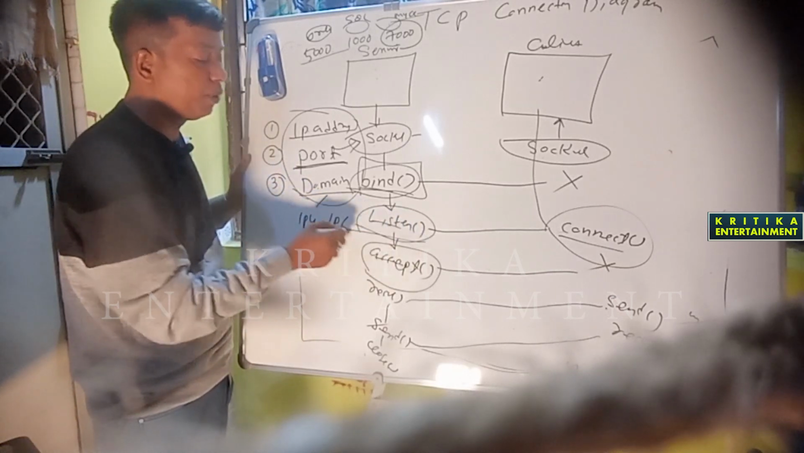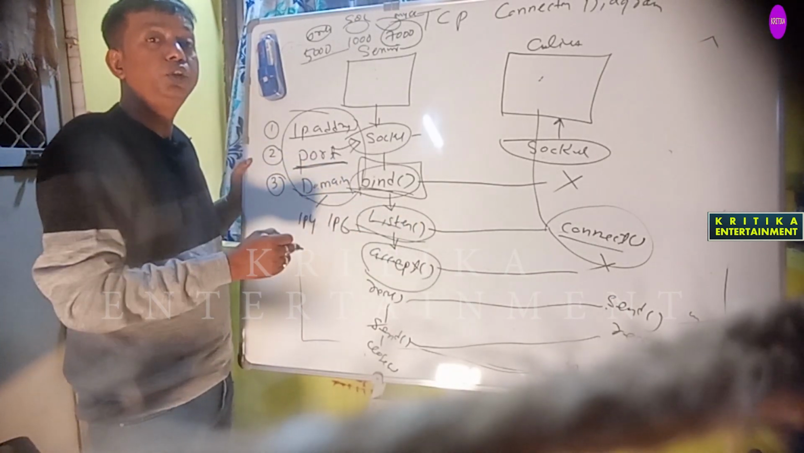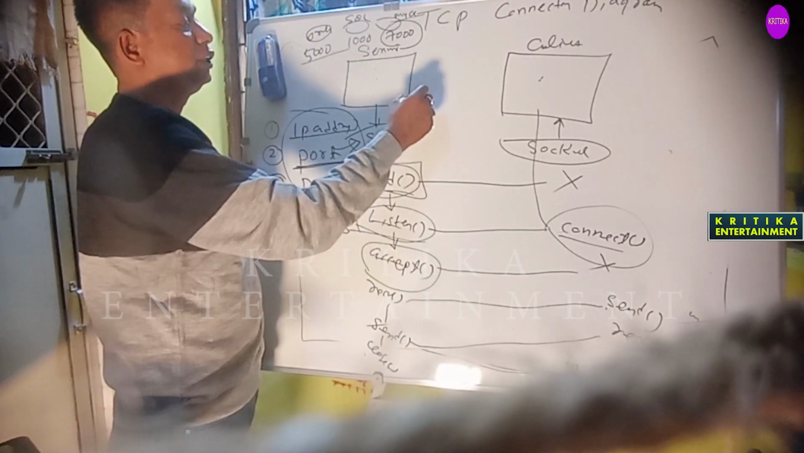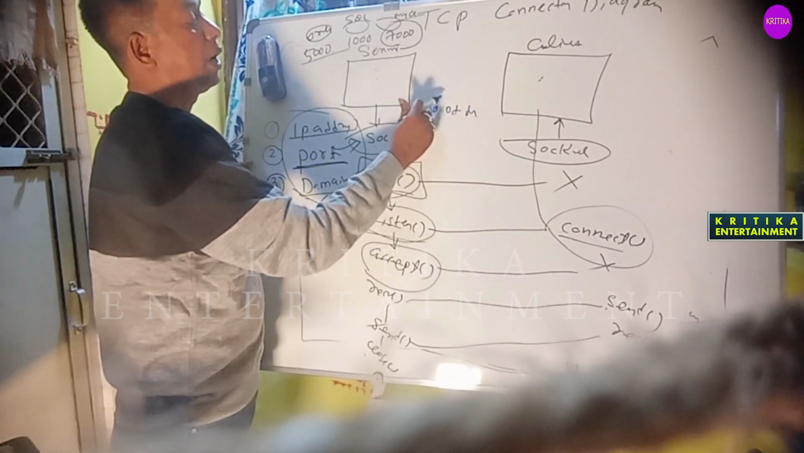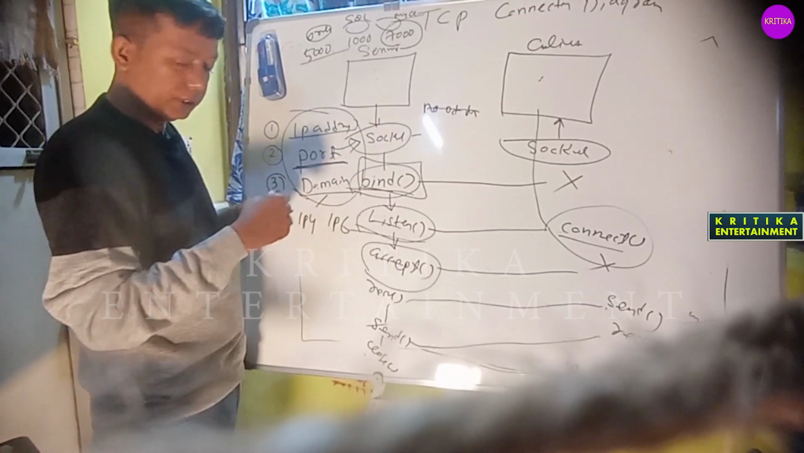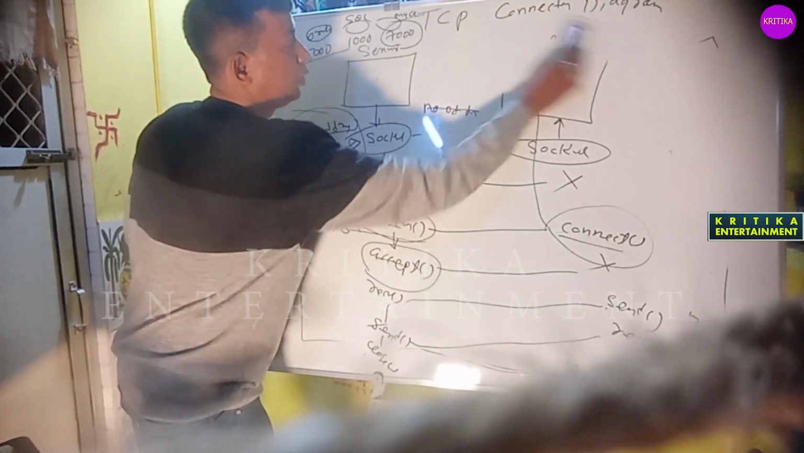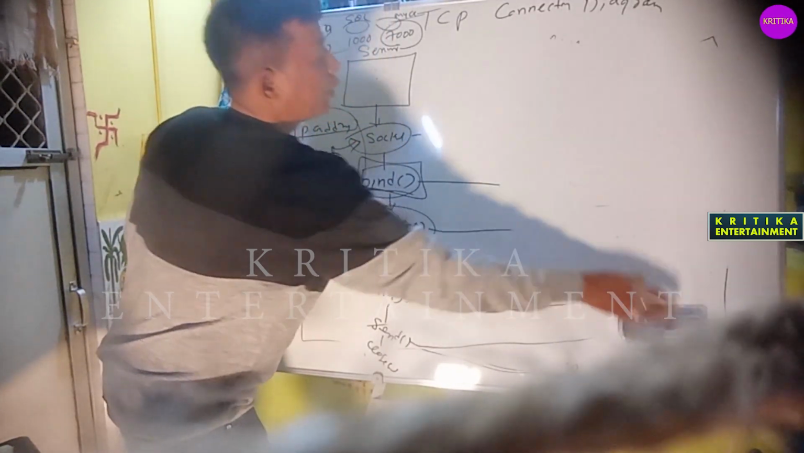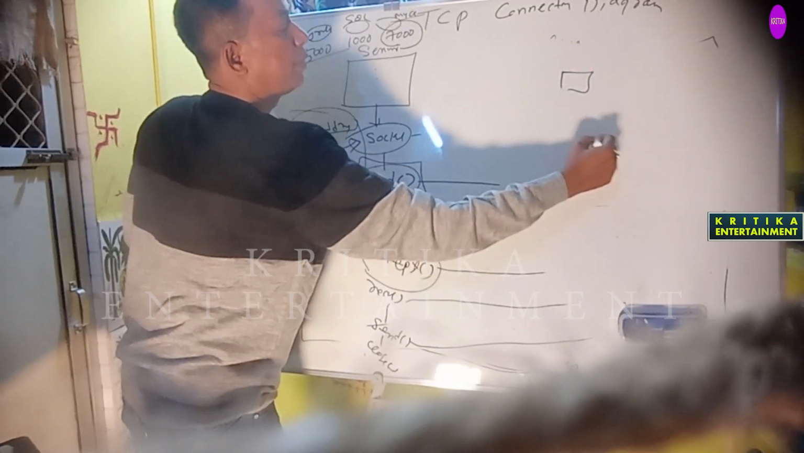Then what is the listen function? The listen function accepts two arguments. First is the number of clients. I will tell you what the listen function is. Suppose there are 5 clients.